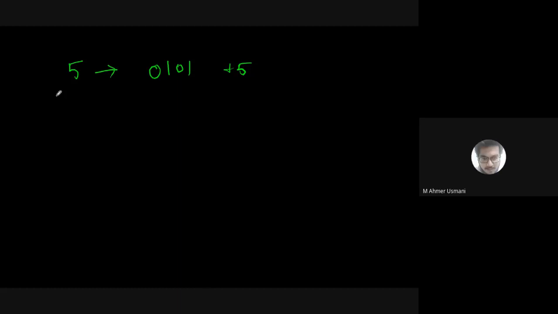If I want to represent -5, I need to first take its one's complement. How to take one's complement? Just do the reverse of the number. This 1 will become 0, this 0 will become 1, this 1 will become 0, this 0 will become 1. This is my 1's complement of 5. Everybody agrees to it?